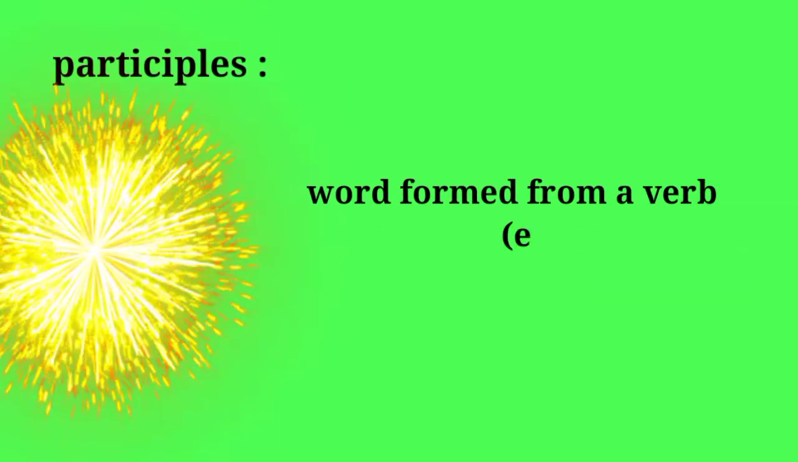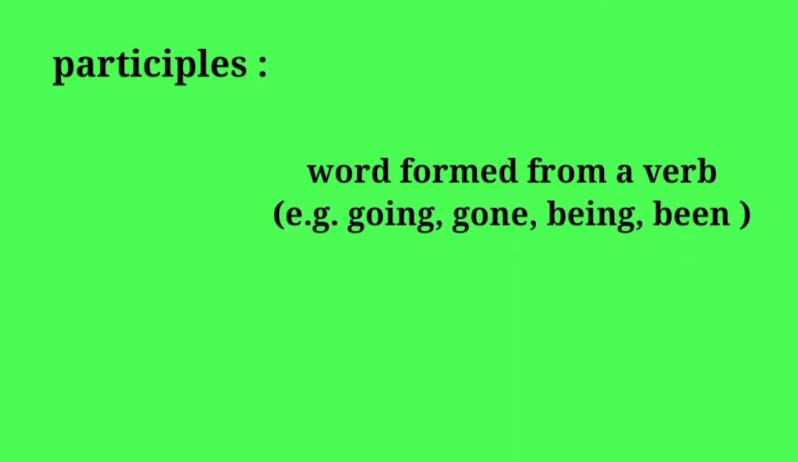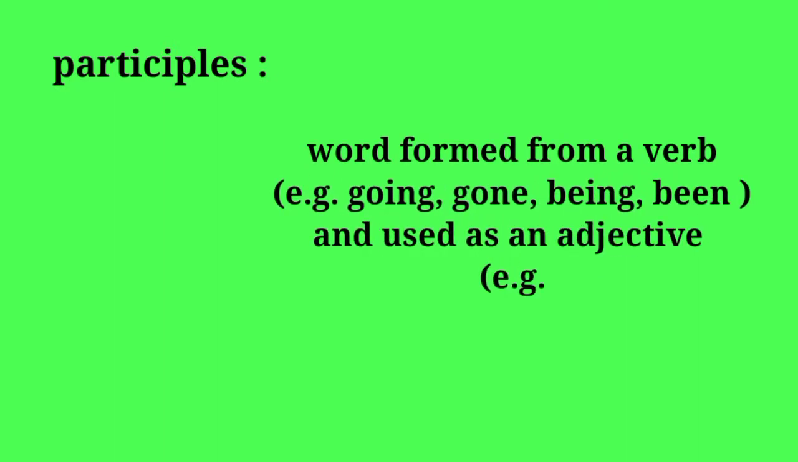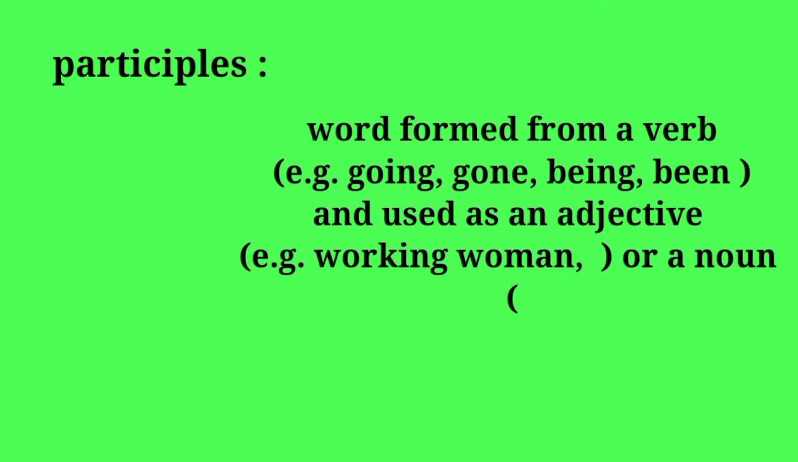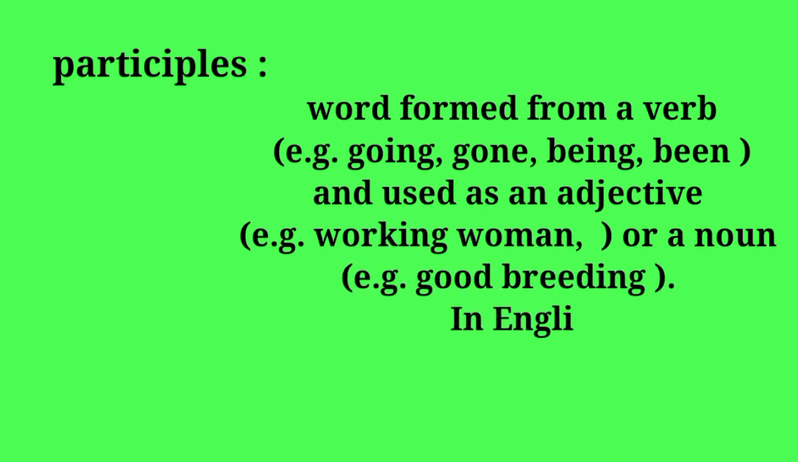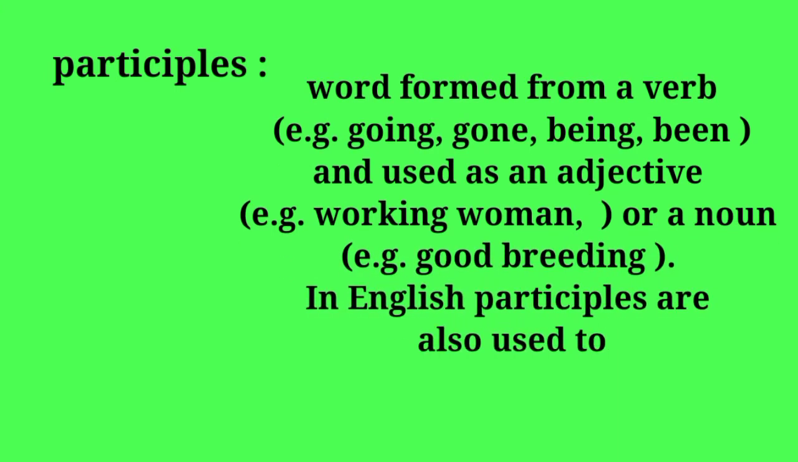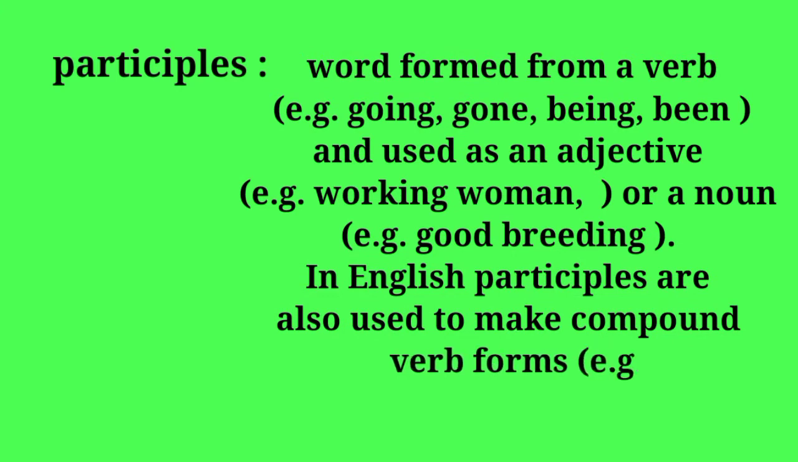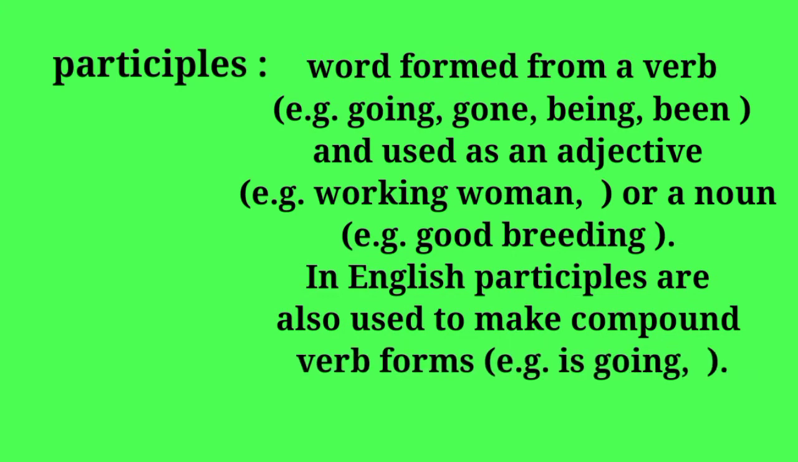Participles. A word formed from a verb. Examples: going, gone, being, been, etc. And used as adjectives, example, working woman, or a noun, good breeding. In English, participles are also used to make compound verb forms. Example, is going.